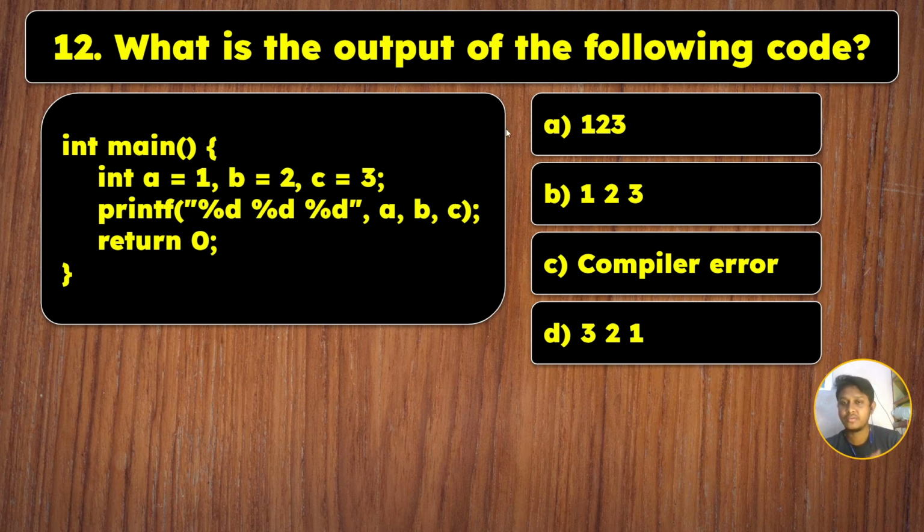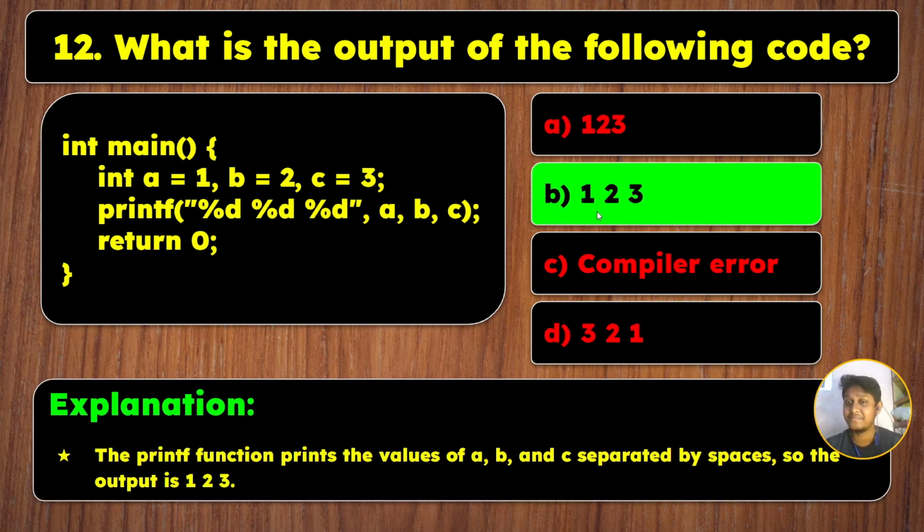So we have our four options. Option A is 1, 2, 3 without any spaces. Option B is 1, 2, 3 with some intermediate spaces. And option C says it will generate a compiler error. And option D is 3, 2, 1 with some spaces. So here the correct answer will be option B.